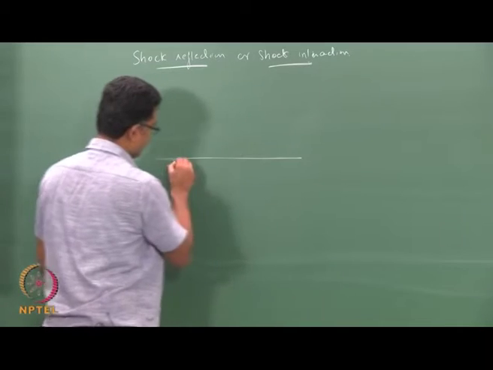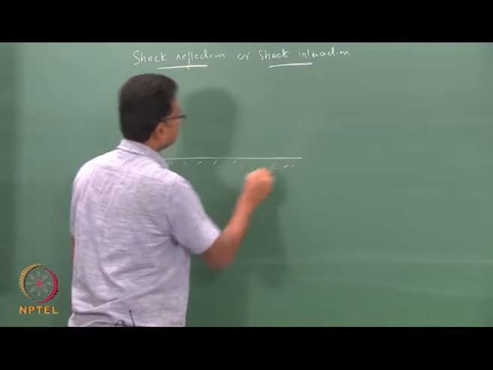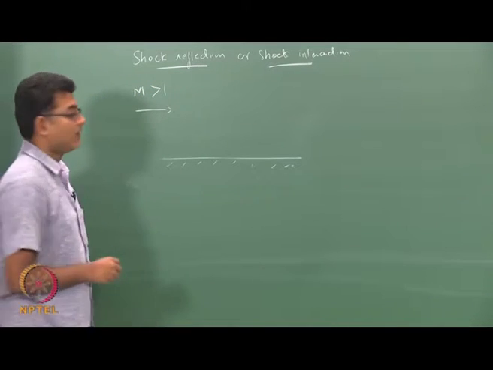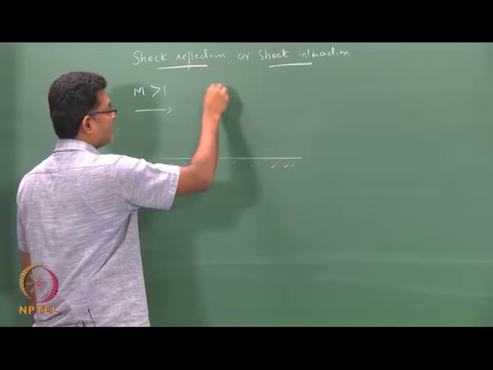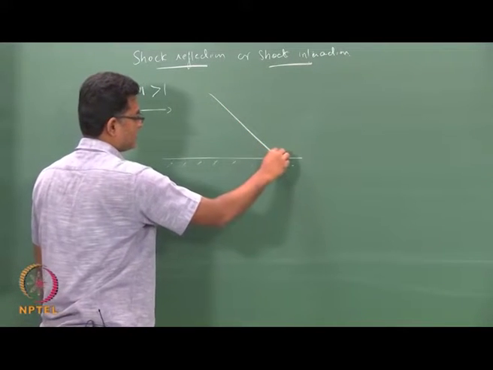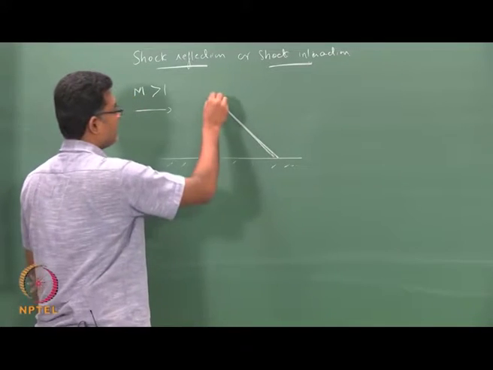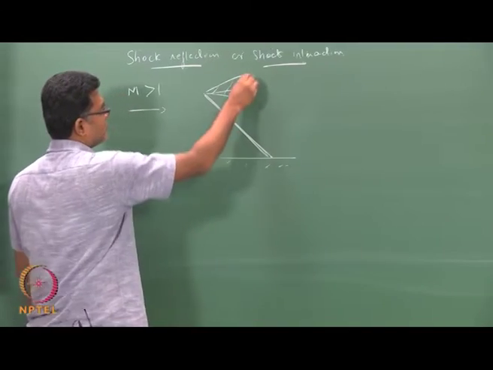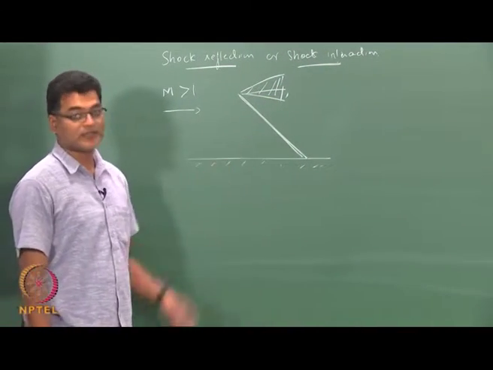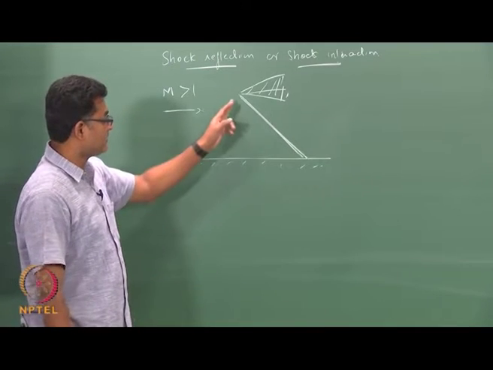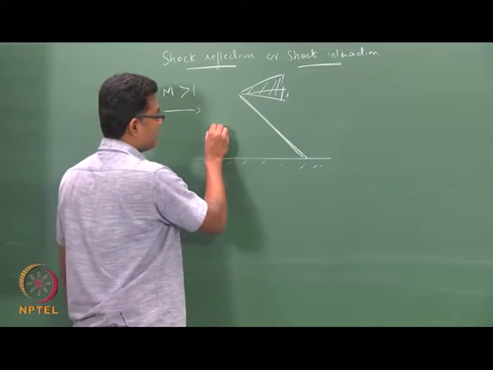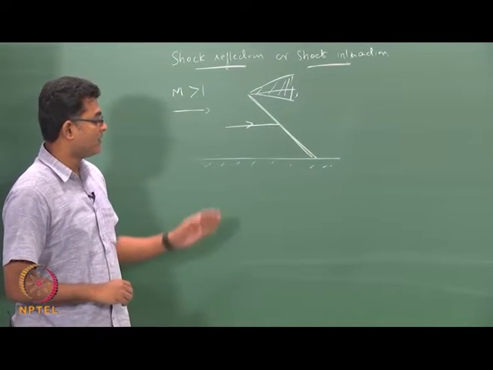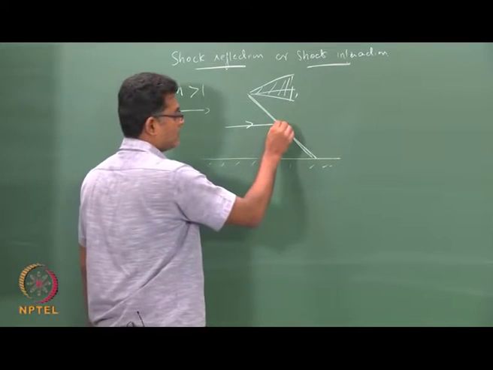Suppose I have a plate here and I have a flow with Mach number greater than 1, and somehow I have an oblique shock here. This may be due to a body that is kept here at some angle, or due to whatever. Let us forget about the reasons why we have a shock here, we just have a shock here. So, as we know, there is a velocity vector, streamlines that are coming. Because of the shock, there will be a turn.